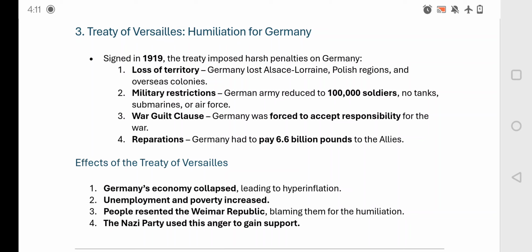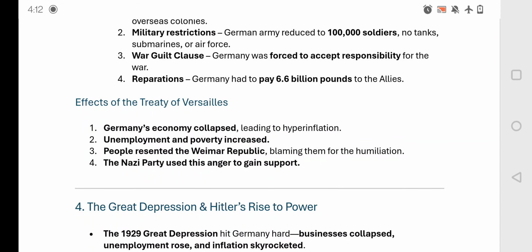So what happened? What did they lose? They lost territory. They lost major territories like Alsace, Lorraine, Polish regions and overseas colonies, because at that time every European country had certain colonies, so they lost some colonies. Military restrictions: they had to reduce their army to only 1 lakh soldiers, no tanks, no submarines, no air force. Then the war guilt clause: they had to accept responsibility for World War One and the losses. In reparations they had to pay compensation of 6.6 billion pounds, which was a lot at that time.